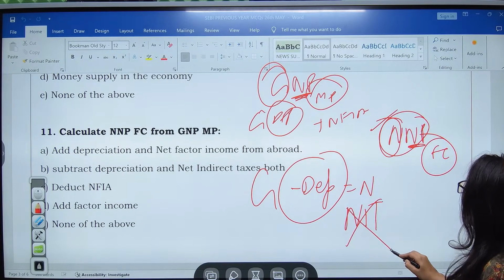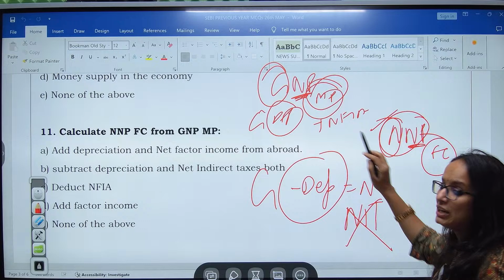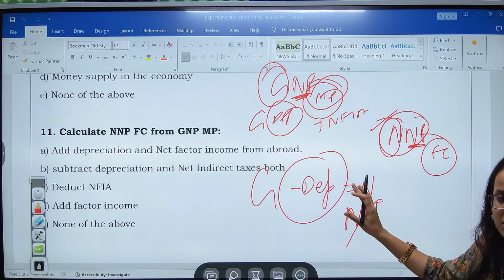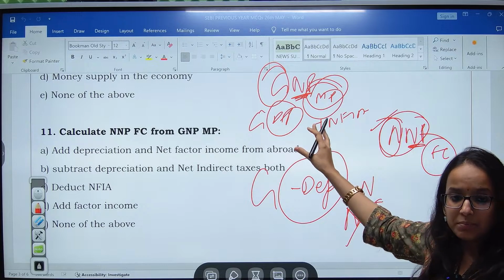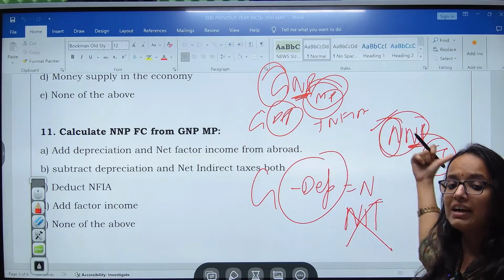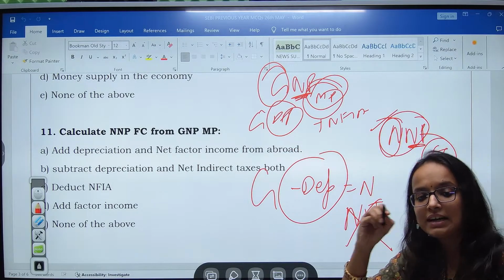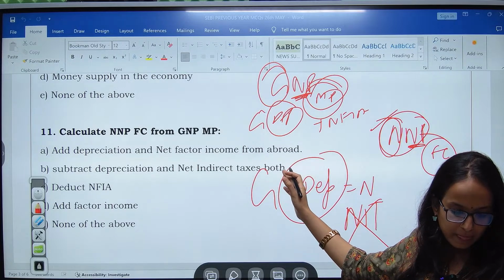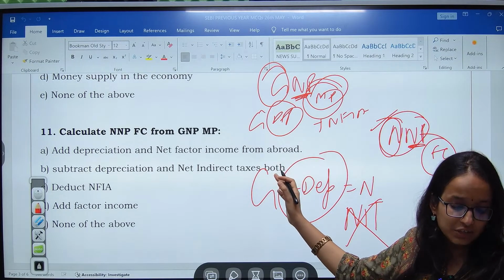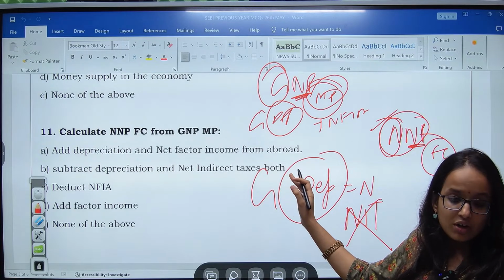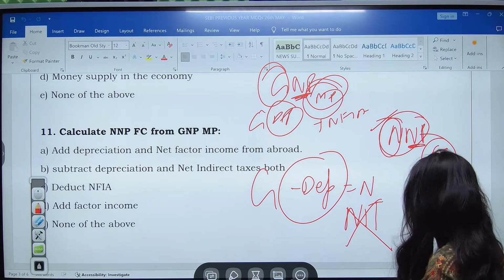But here you don't have to add, because you have to come from MP to FC. You need to subtract it. Remember, net indirect taxes are already there in market price. You have to arrive at factor cost. So you have to deduct the net indirect taxes here. Are you getting this point, everyone? You don't have to add here.